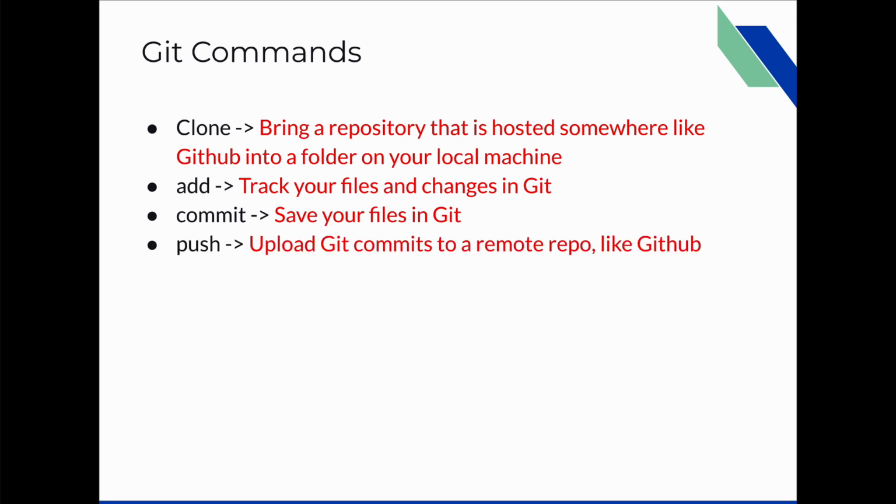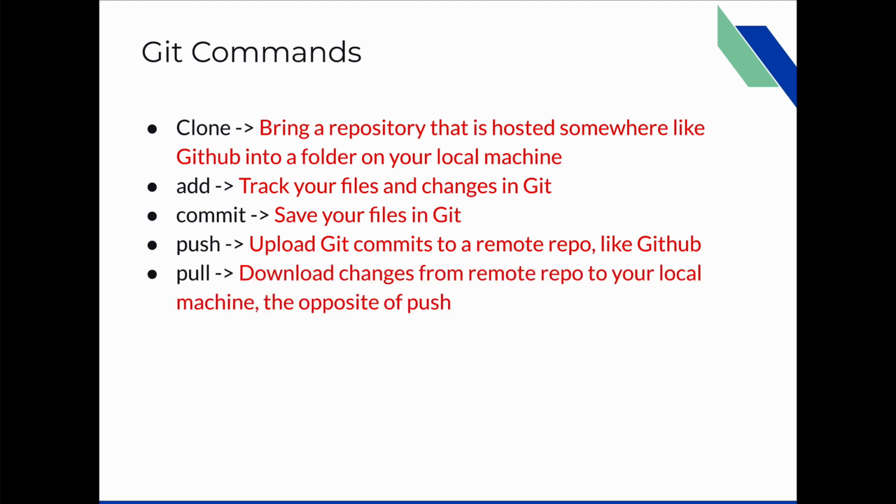Once you have made changes locally on your computer and you are ready to put them in Git, you tell Git to track them through the add command, you save your files to Git through the commit command, and then you upload your files to a place like GitHub or another what we call remote repository or GitHub alternative like Bitbucket, GitLab, and there's many of them. You do this through the push command.